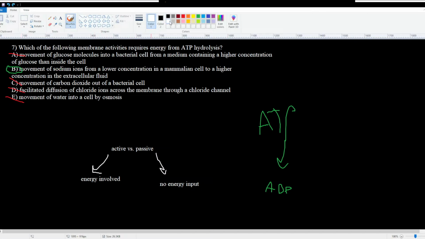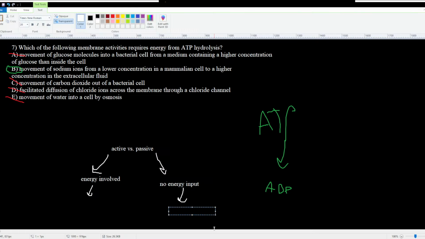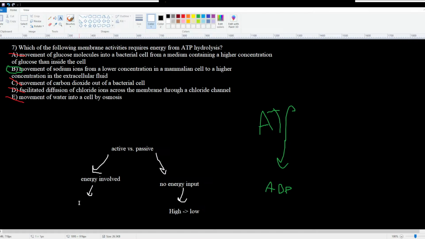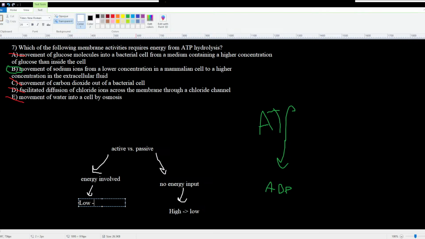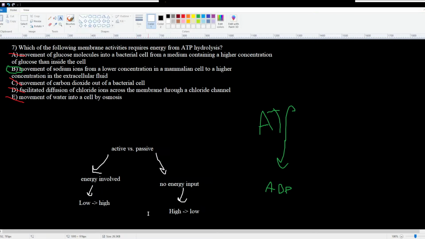Right. So I also want to write that down. So no energy input would be from high to low. And then energy input would be from low to high. Okay, so that was question 7. Let's move on.